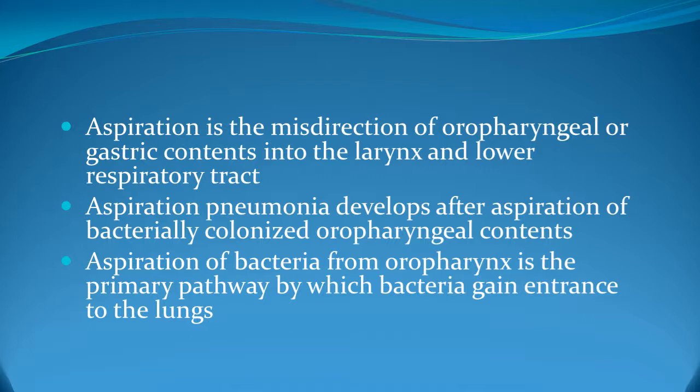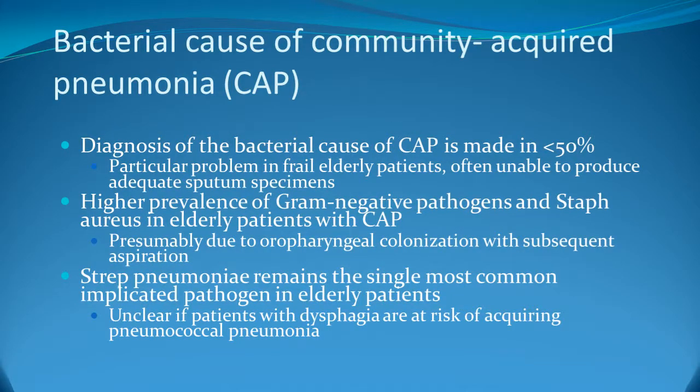Aspiration is the misdirection of oropharyngeal or gastric content into the larynx and lower respiratory tract. Aspiration pneumonia develops after aspiration of bacterial colonized oropharyngeal contents. Aspiration of bacteria from the oropharynx is the primary pathway by which bacteria gain entrance to the lung.